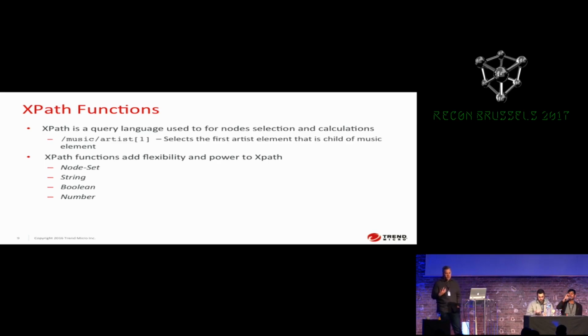Now, XPath functions actually add flexibility to the XPath itself. You can use node-set to get a set of nodes related to XML, string to do evaluations on different string arguments, and boolean and number to do the same thing for booleans and numbers. So there's a lot of functionality that exists in XPath and a lot of code that exists in these projects that can be audited and looked at for vulnerabilities.